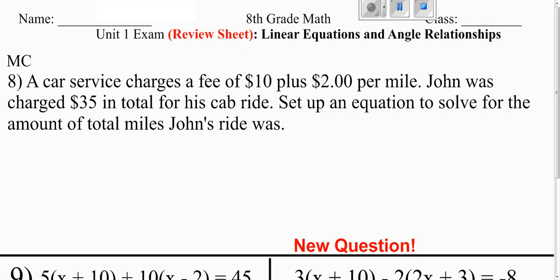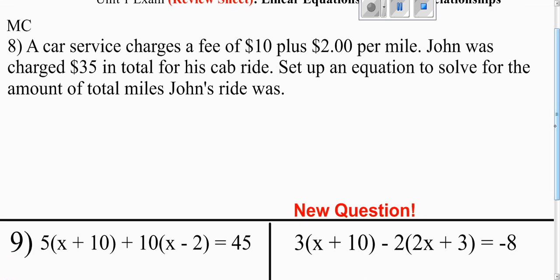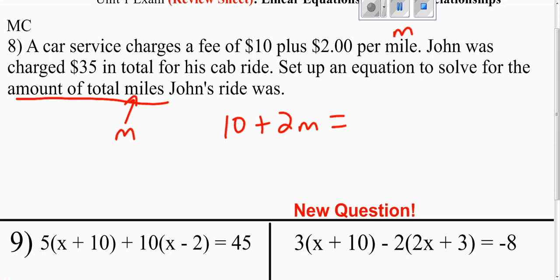Number 8, a car service charges a fee of $10 plus $2 per mile. Remember the word per, each, or every usually tells you that's where the variable goes. John was charged $35 in total for his cab ride. Set up an equation to solve for the amount of total miles John's ride was. So you're solving for the amount of total miles, which means that's your variable. So anywhere you see the word mile is where your variable goes. So $10 plus $2 per mile equals 35.